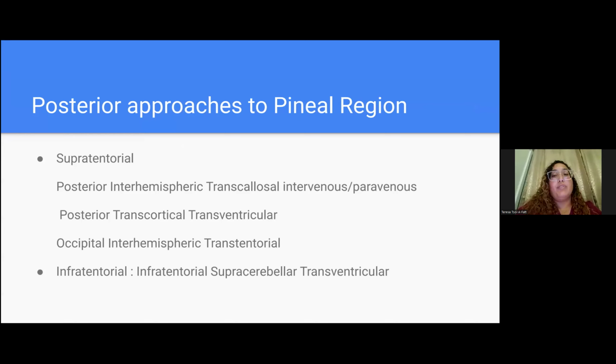We have the posterior approaches to the pineal region. These can be broken down into supratentorial and infratentorial. So the options for the supratentorial approaches are the posterior interhemispheric transcallosal intervenous or paravenous approach, the posterior transcortical transventricular approach, the occipital interhemispheric transtentorial approach. And then there's the infratentorial, where the approach would be the infratentorial supracerebellar transventricular approach.